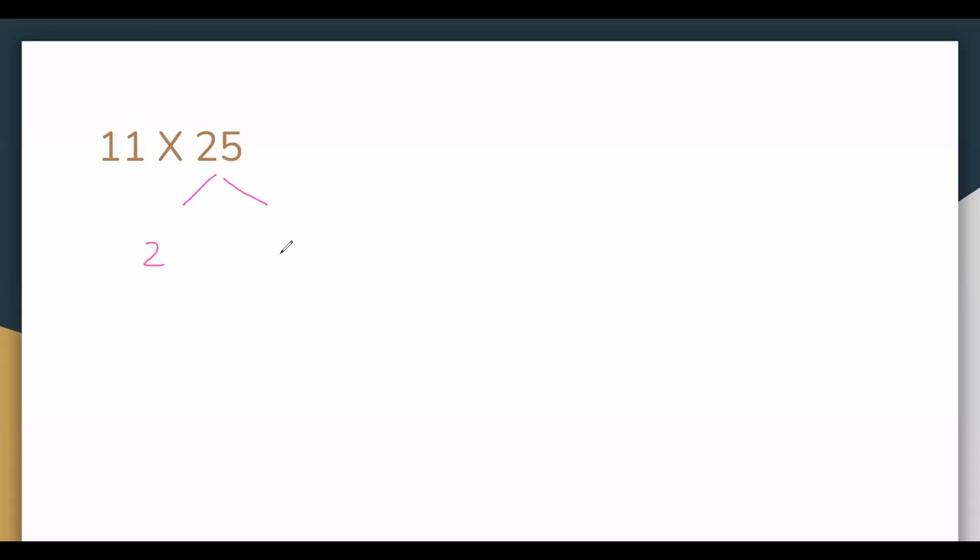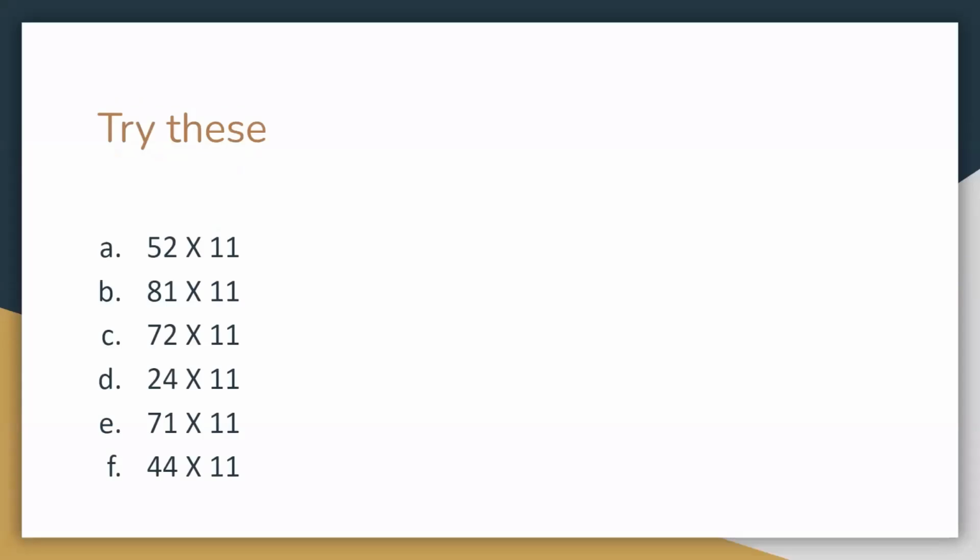Here we have 11 times 25. The same method: we first split it as 2 and 5 and then add it. So 2 plus 5 is 7. We write it over here and that's your answer. I know it's super easy and it's very exciting to solve this. So let's try these questions together.